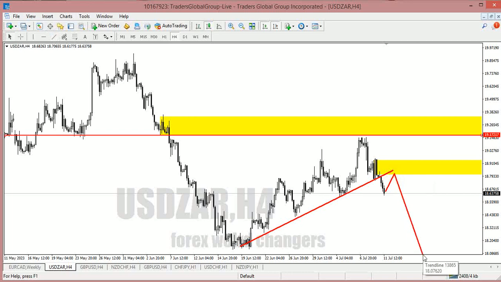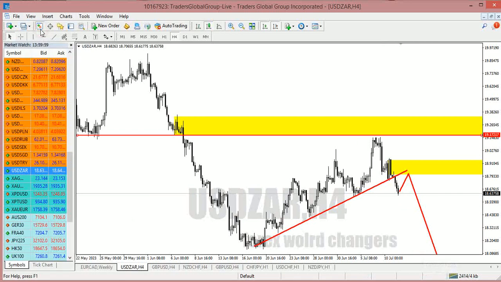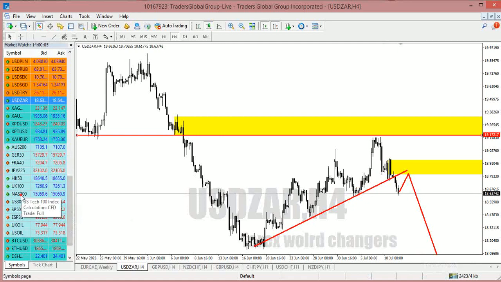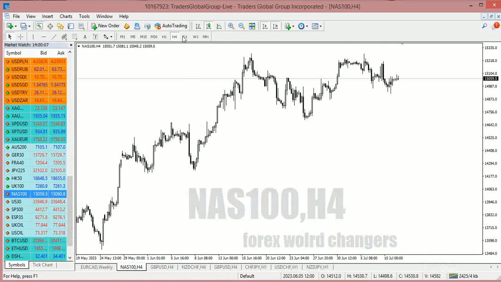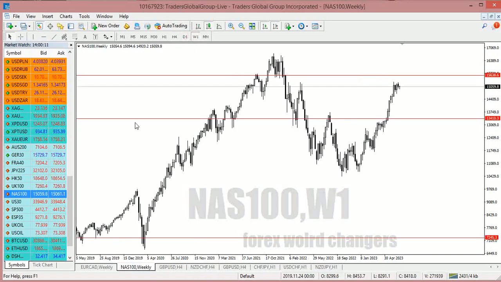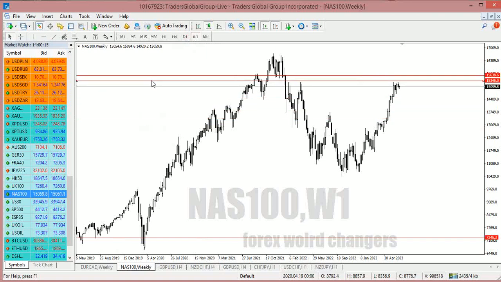So let's just go and check out some other stuff. Nasdaq is very interesting these days. We've been waiting for quite some time on the Nasdaq. Hopefully it's going to come to this level, this horizontal line.